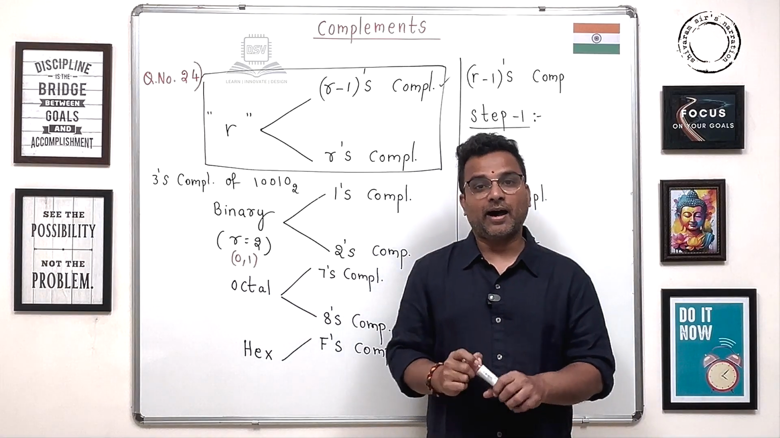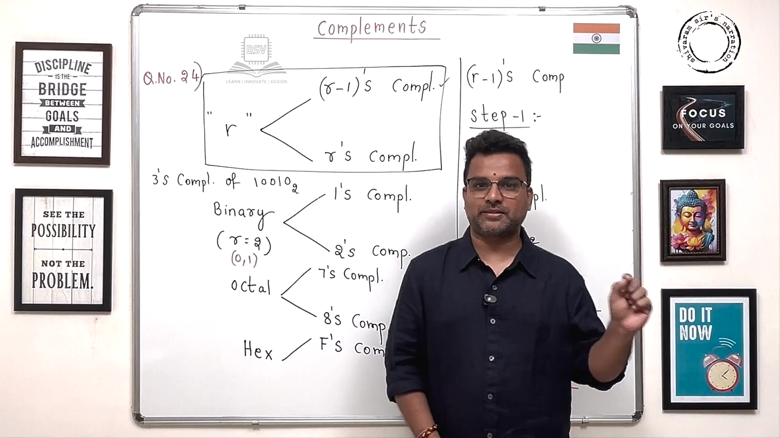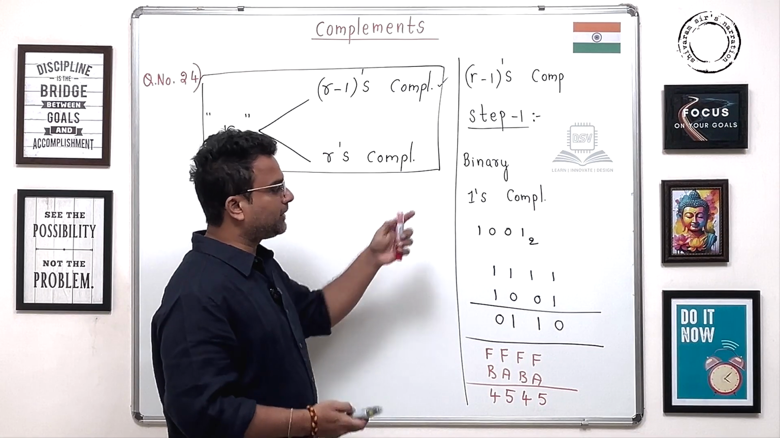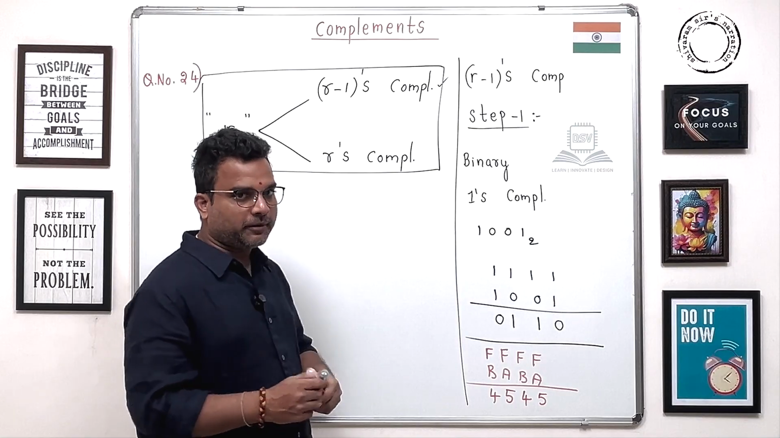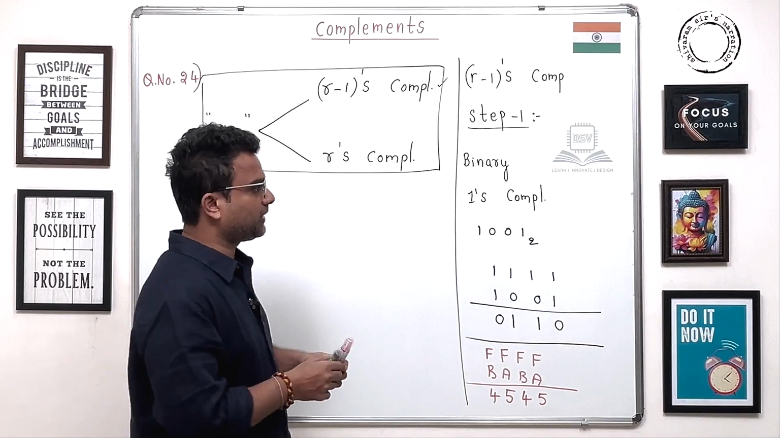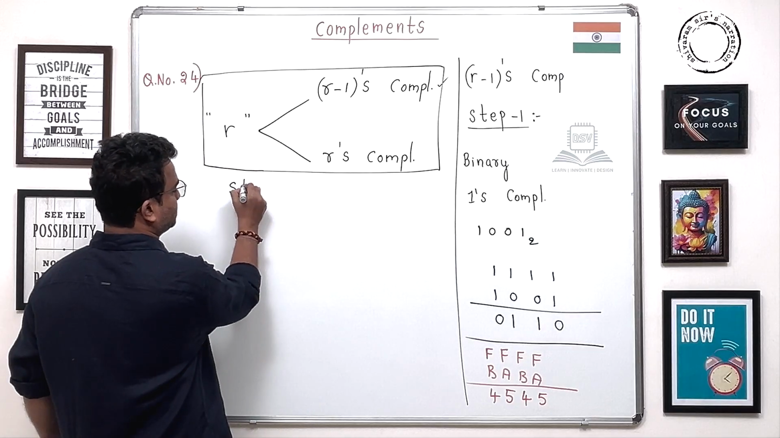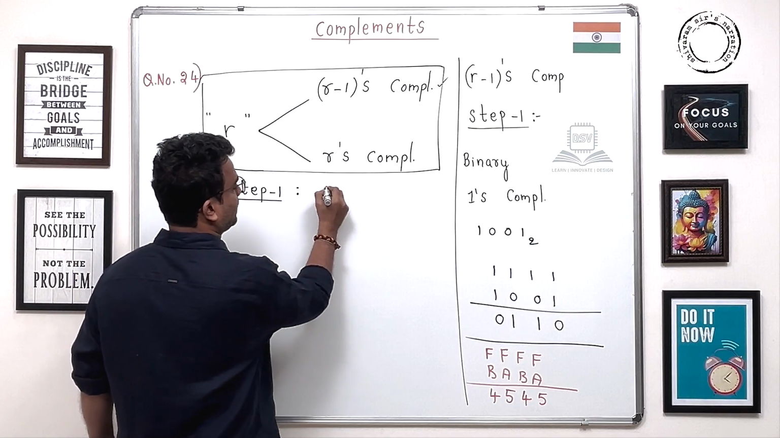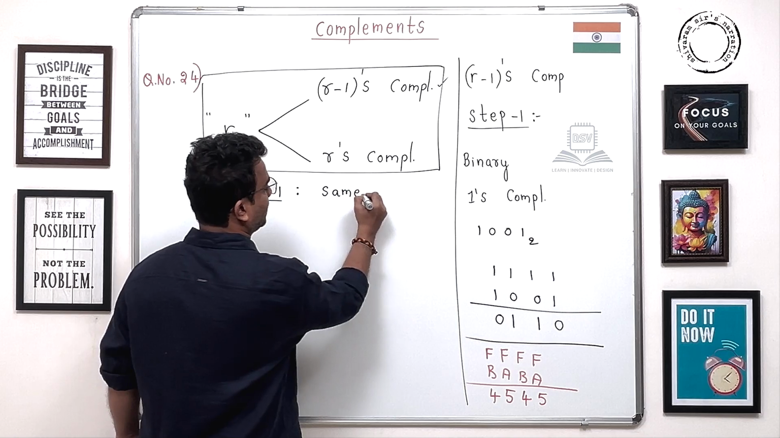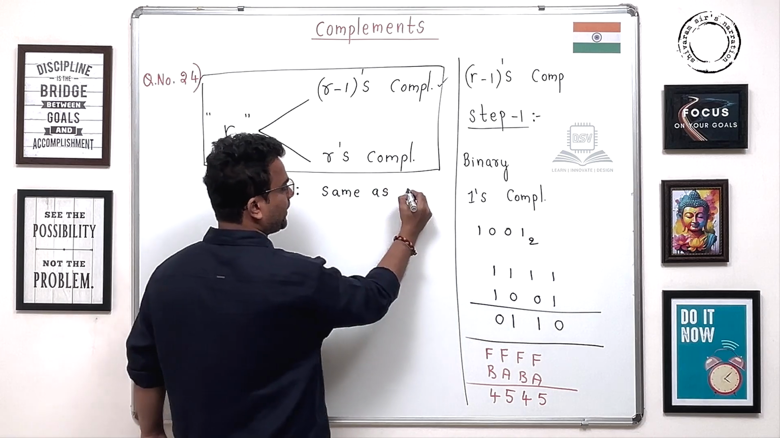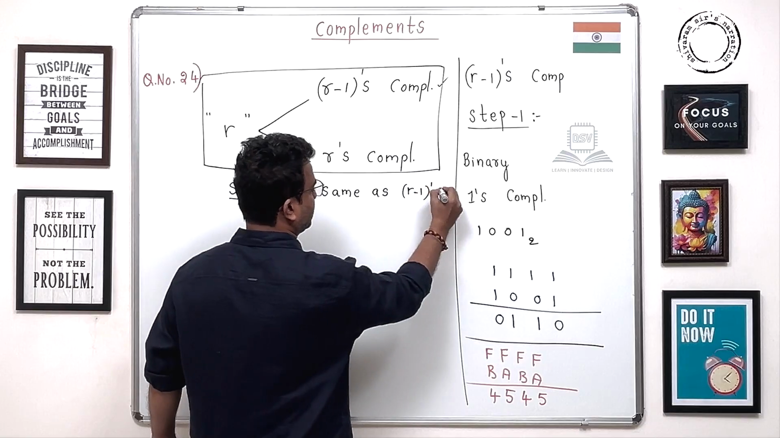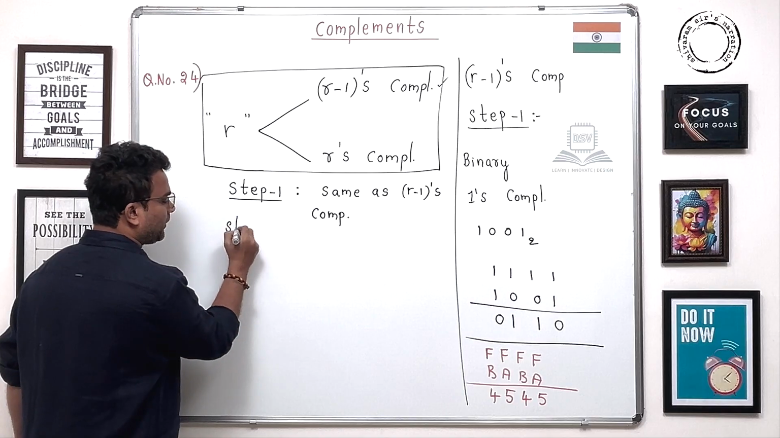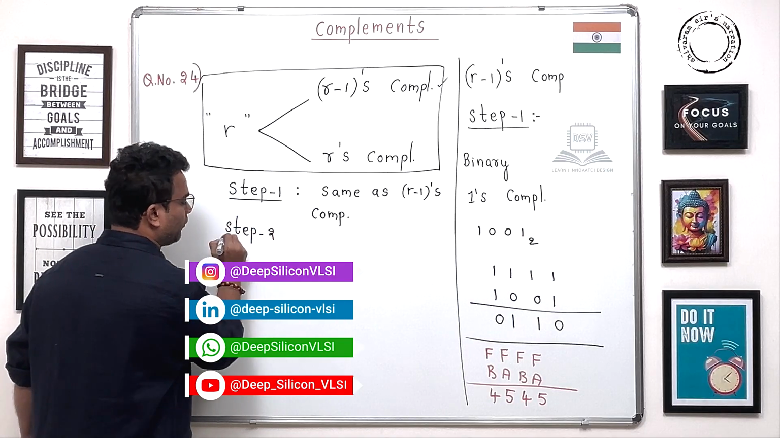Okay, let's start with r's complement of all the number systems. Coming to r's complement, let's say binary. Then r's complement will be 2's complement. The procedure contains two steps. Step 1, same as r minus 1's complement. Whatever we have done in r minus 1's complement, we need to perform as it is. Got it? And step 2, we need to add 1.